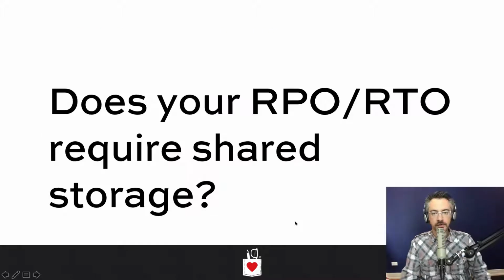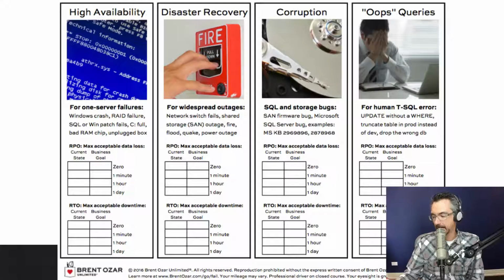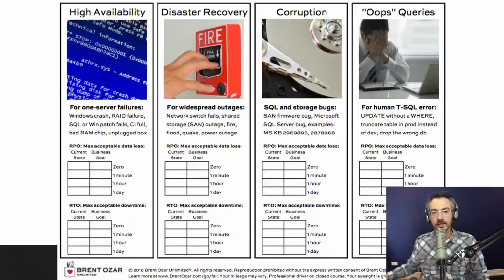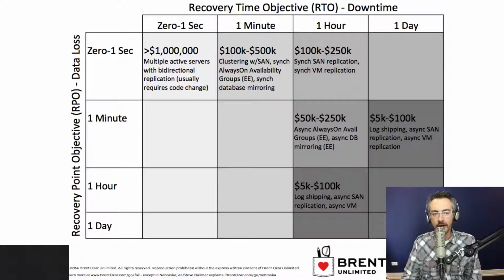All right, so now we've started talking about the differences between Standard and Enterprise. The next thing you need to think about is, do you need shared storage? Do you need a SAN? This is where your design all has to start. We have to sketch out how much data the business is willing to lose and how long they're allowed to be down for. And say that they pick this box right here.